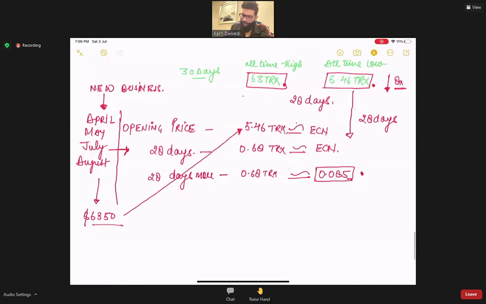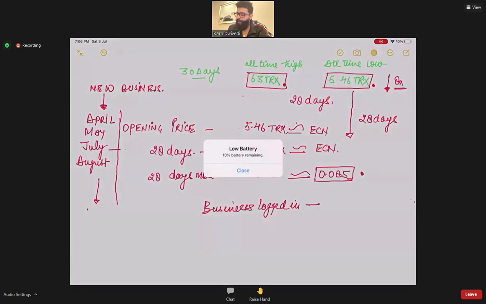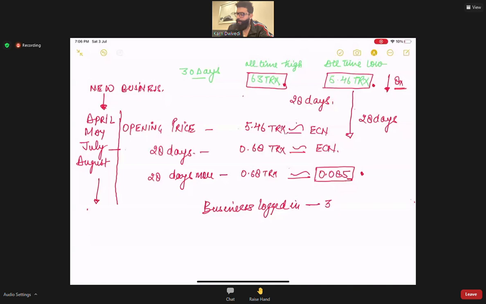Suppose the business you logged in yesterday, which was 2nd of July. Let me make the chart more easy for you. Let's say the business logged in on 2nd July, yesterday. And if we don't do the changes, because you will see, sir, yesterday the price was different. Let me make it more easy. The business logged in on, let's say, 30th of June.